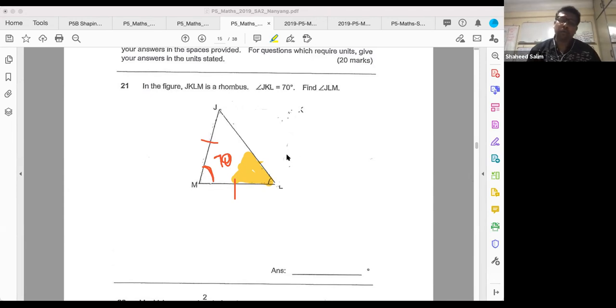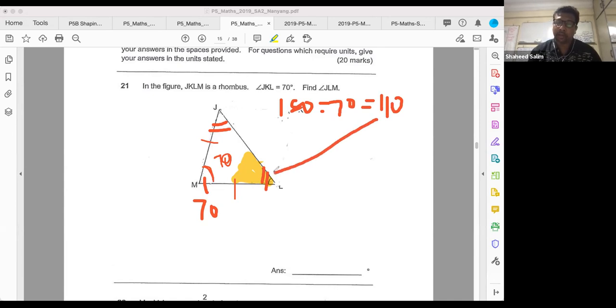Okay, we have to go through it. Down here, this is 70 degrees. You want to find these two angles, which are the same. How to find these two angles? 180 minus 70, you get 110. 110 is for two angles, one here and another one here.